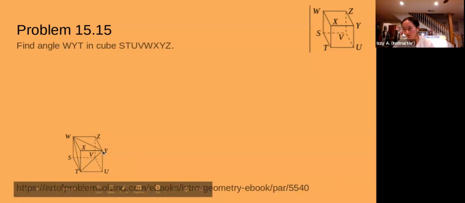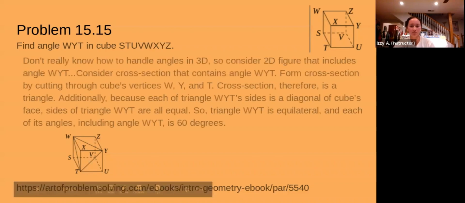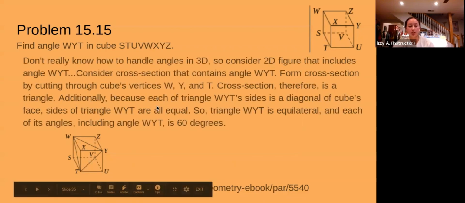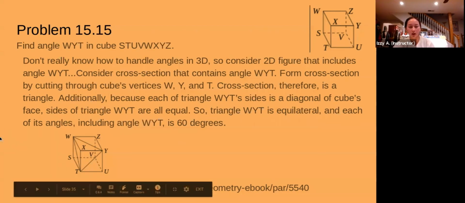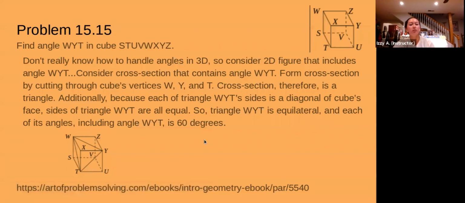Oh wait, I didn't have the solution. Sorry. So because each of triangle WYT's sides is a diagonal of the cube's face, the sides of triangle WYT are all equal. So triangle WYT is equilateral, and each of its angles, including angle WYT, is going to be 60 degrees.